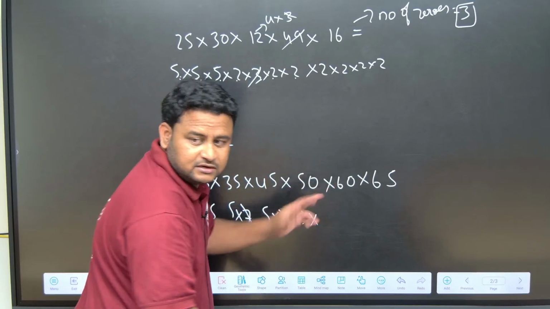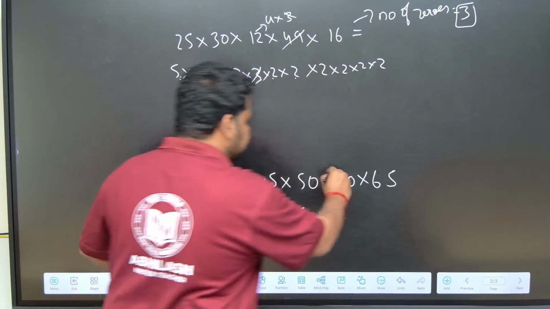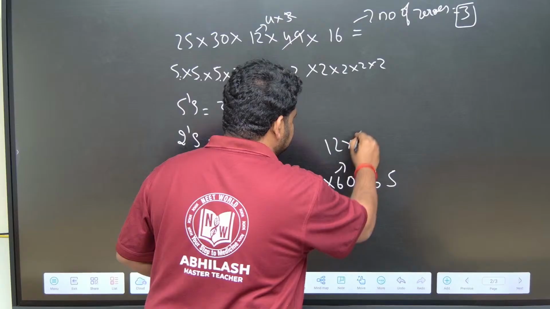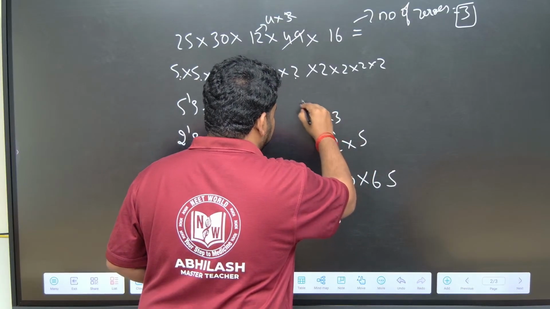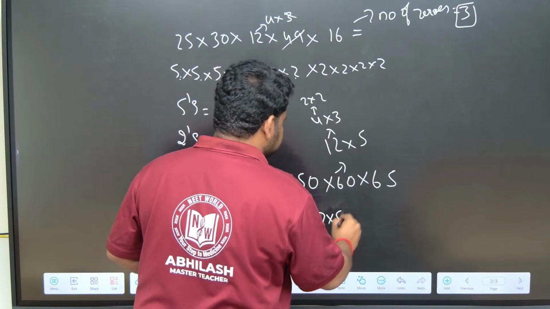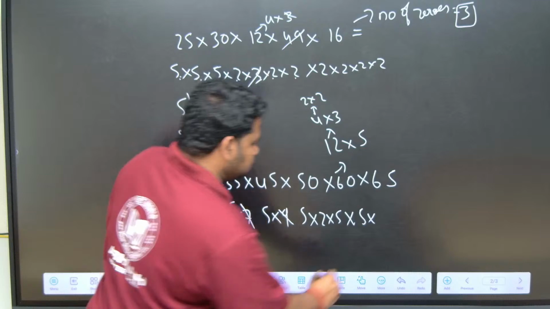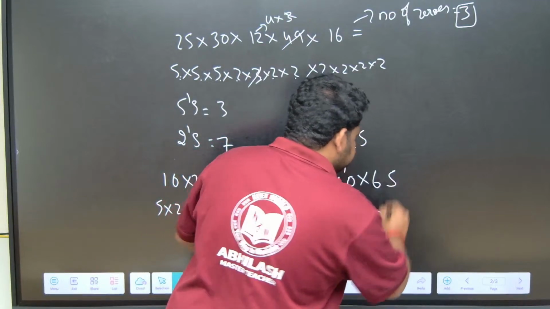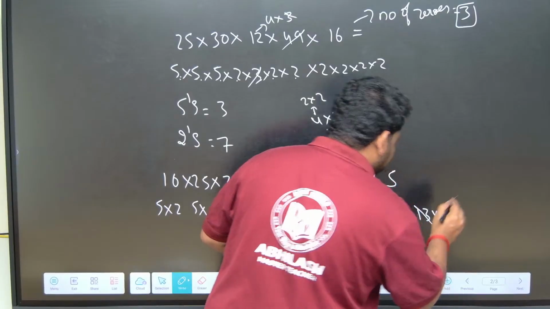10 can be written as 2 into 5. 60 can be written as 12 into 5. This 12 can be written as 4 into 3. I want only this 4. 4 can be written as 2 into 2. So I will write it as 5 into 2 into 2. 65 can be written as 13 into 5. This 13 I don't want.